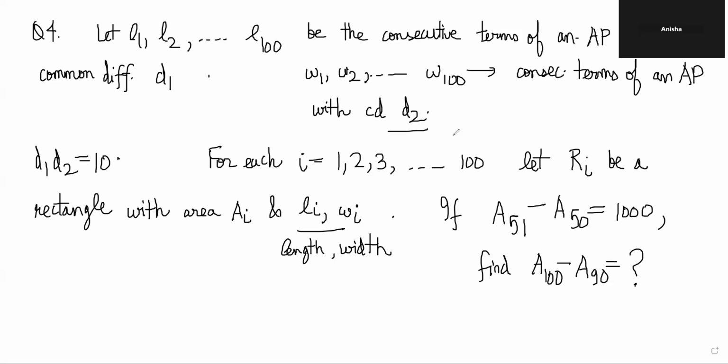Are you stuck somewhere? Yes. Okay, so let's see what we know. We know that A51 minus A50 is given to us, basically that is 1000.